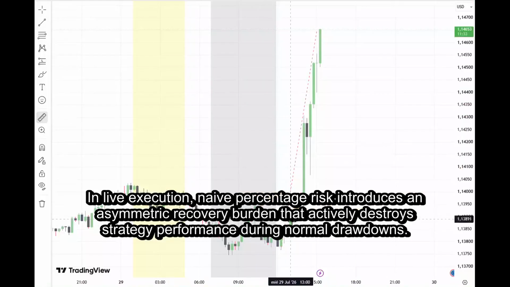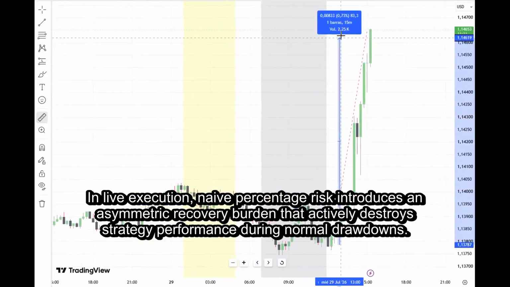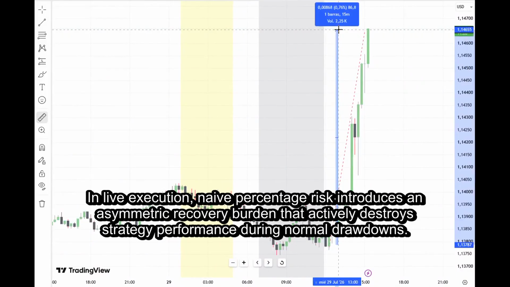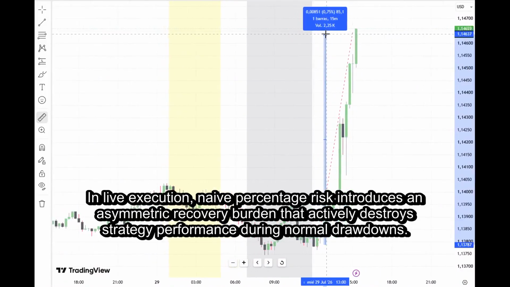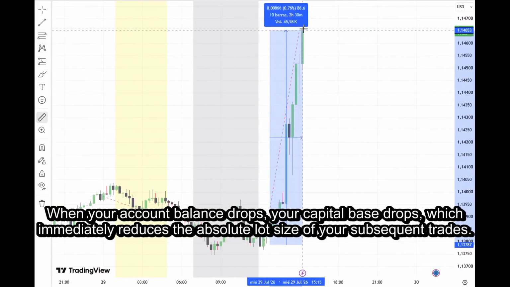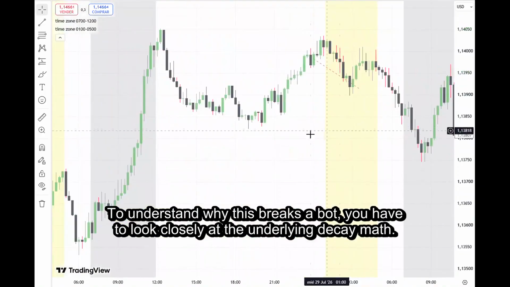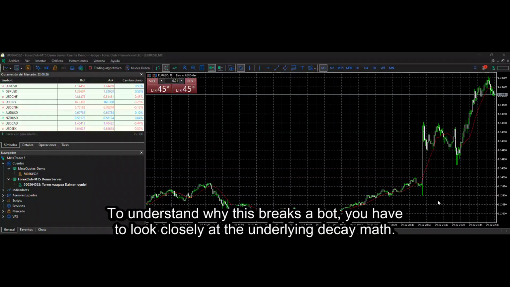In live execution, naive percentage risk introduces an asymmetric recovery burden that actively destroys strategy performance during normal drawdowns. When your account balance drops, your capital base drops, which immediately reduces the absolute lot size of your subsequent trades. To understand why this breaks a bot, you have to look closely at the underlying decay math.